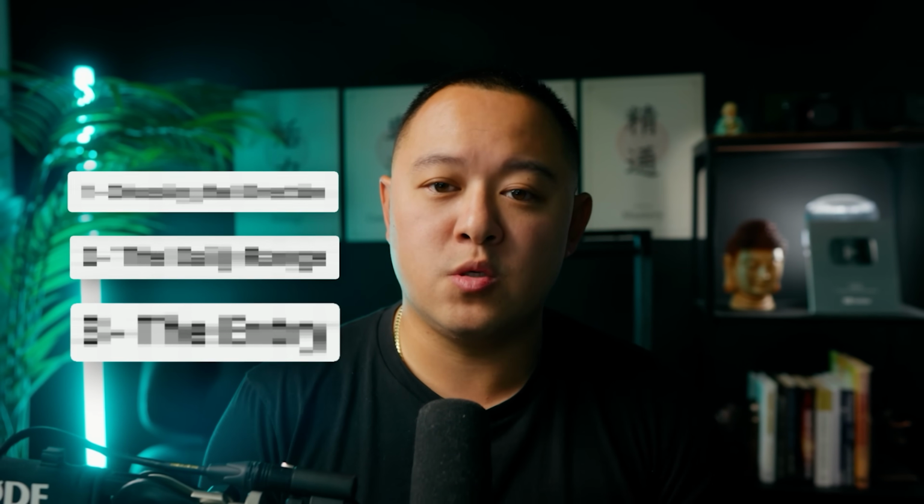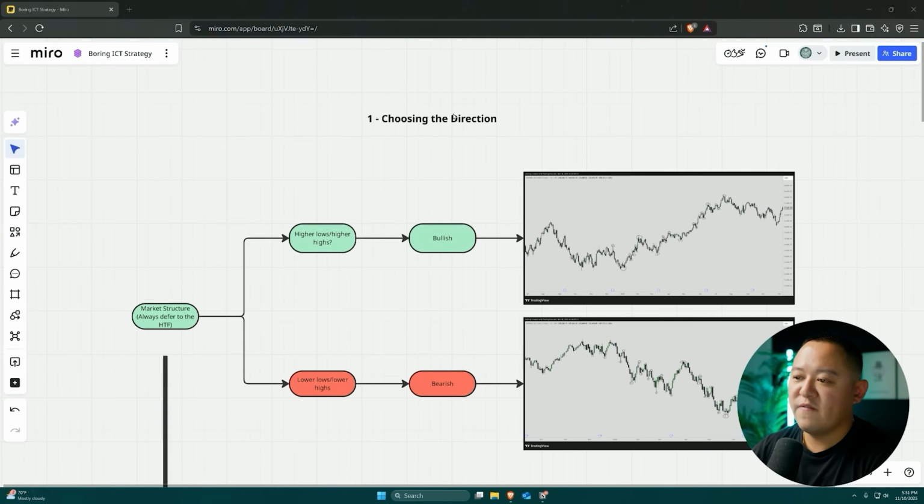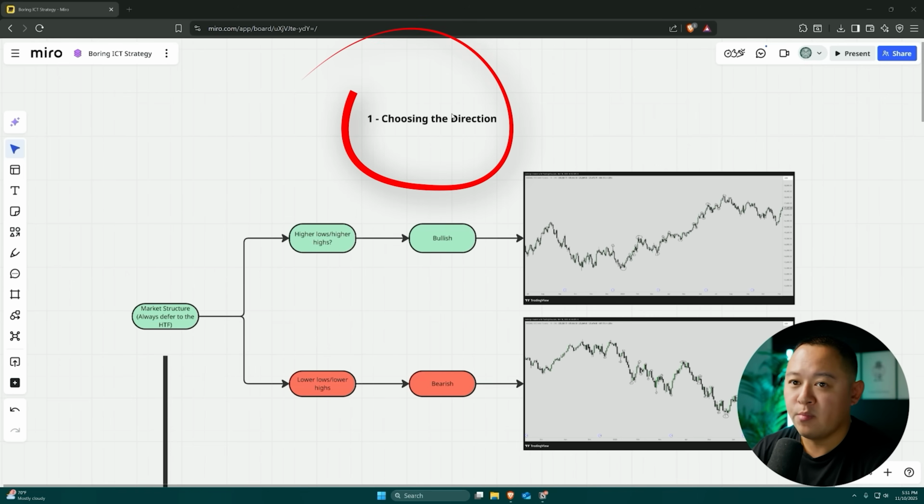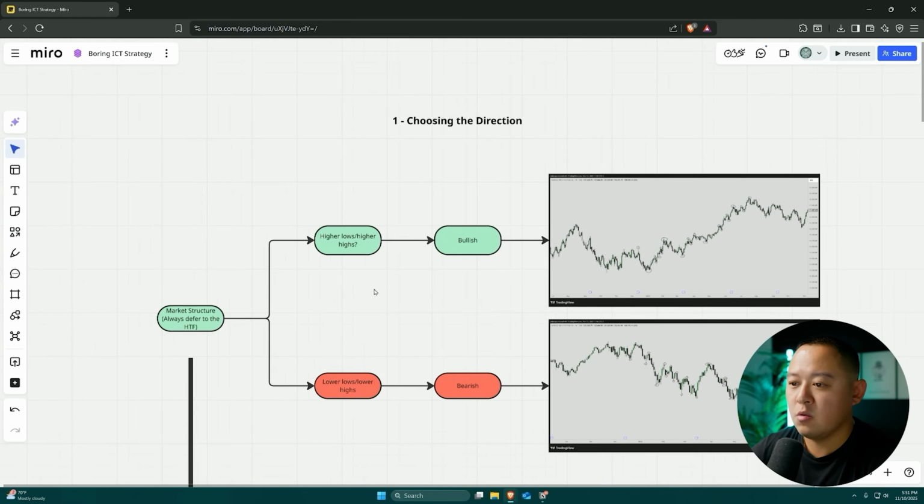Today, I'm going to break down all 3 steps of the strategy so you can use it to become a profitable trader. The goal of this strategy is to distill ICT concepts into what actually matters, because 95% of it is just going to confuse you. Now, this first part is stupid simple, but if you mess this up, nothing else works. So let's first talk about choosing a direction.